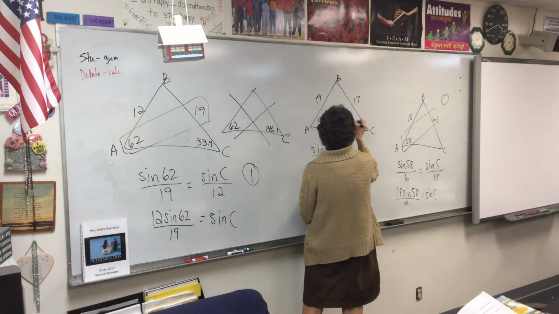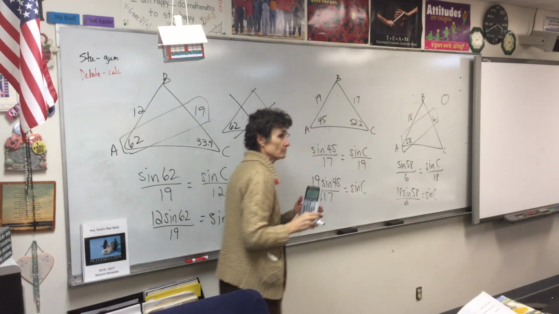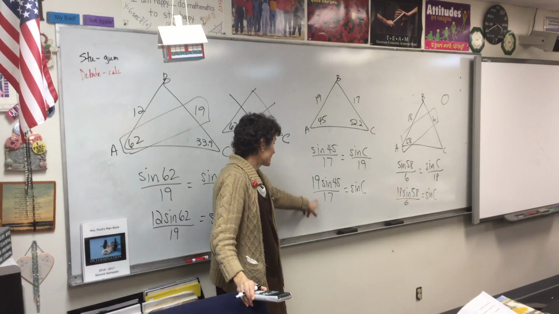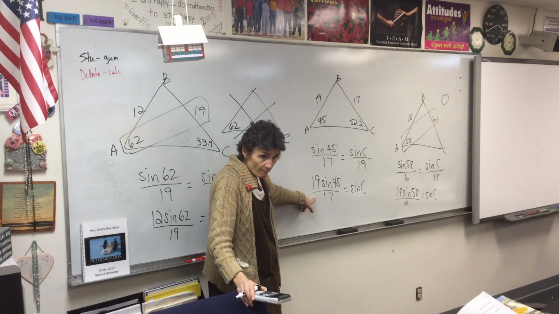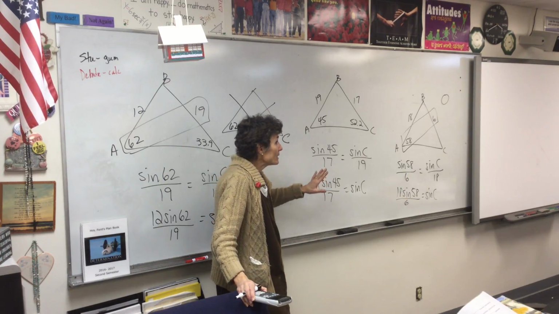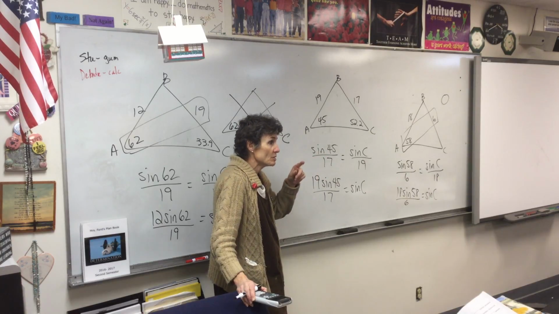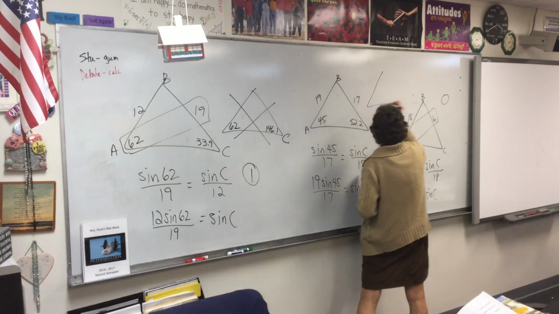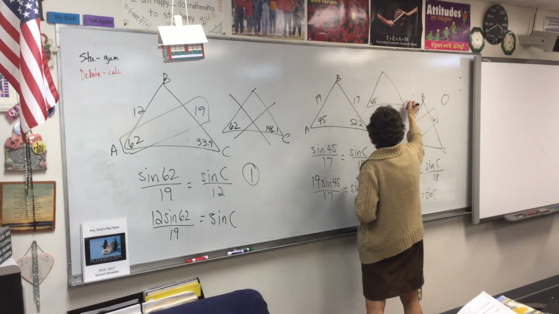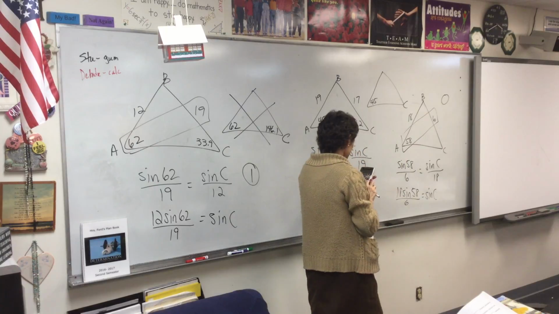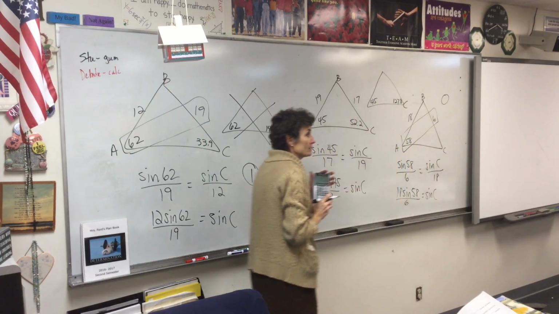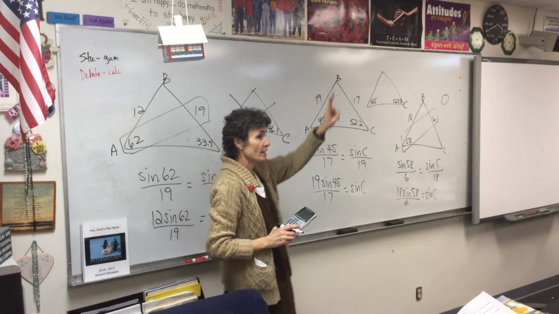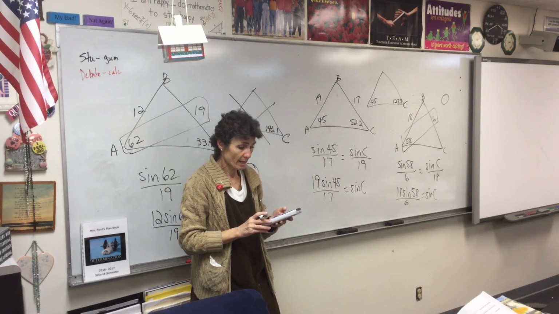You get 52.2. How'd I do that? I typed this in and did second sine, right? Now, what do I need to do after I've done that? I'm not done. What do I need to check? Would the other one work? Could the other angle C be 127.8? Would that be okay? Yeah. So this situation has two possible triangles.